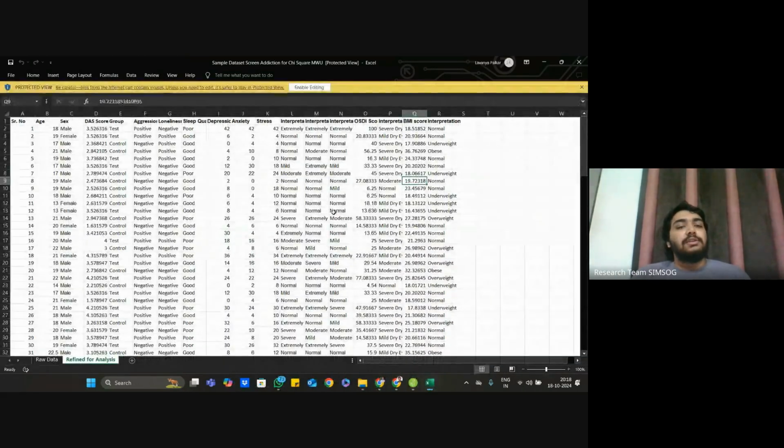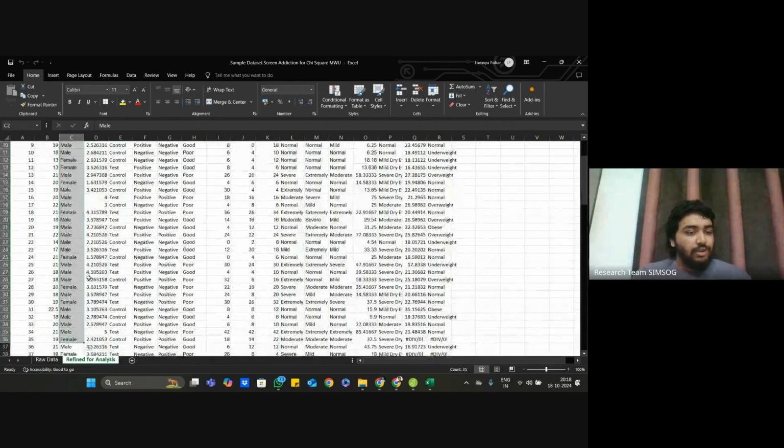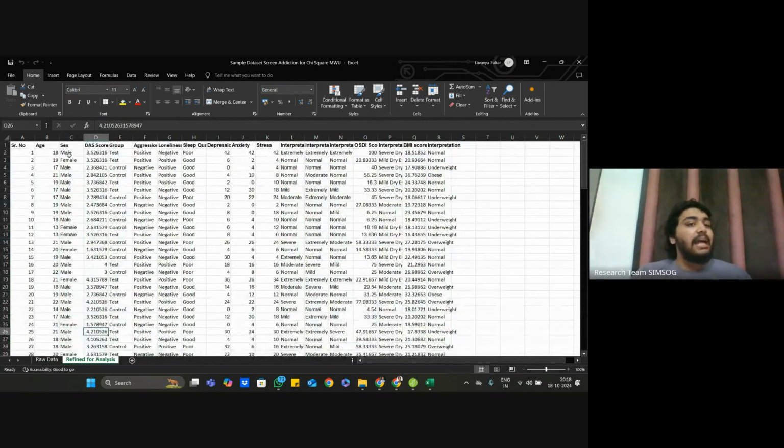The point here is JASP does not directly take Excel sheets, because it needs only a single sheet with all the fancy features of Excel gone. So when you enter your data in your Excel sheet, firstly, the values in each particular column have to be the same.